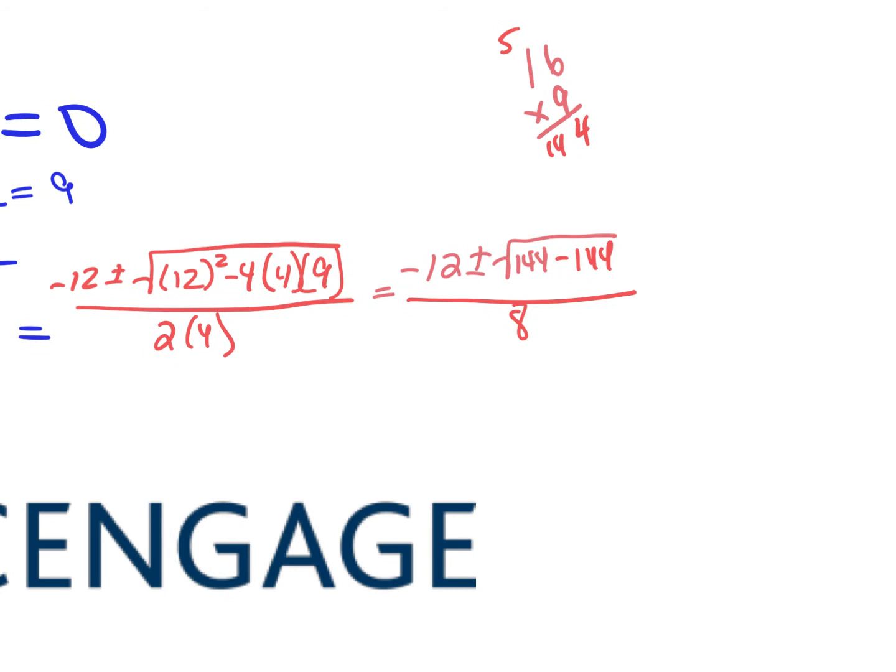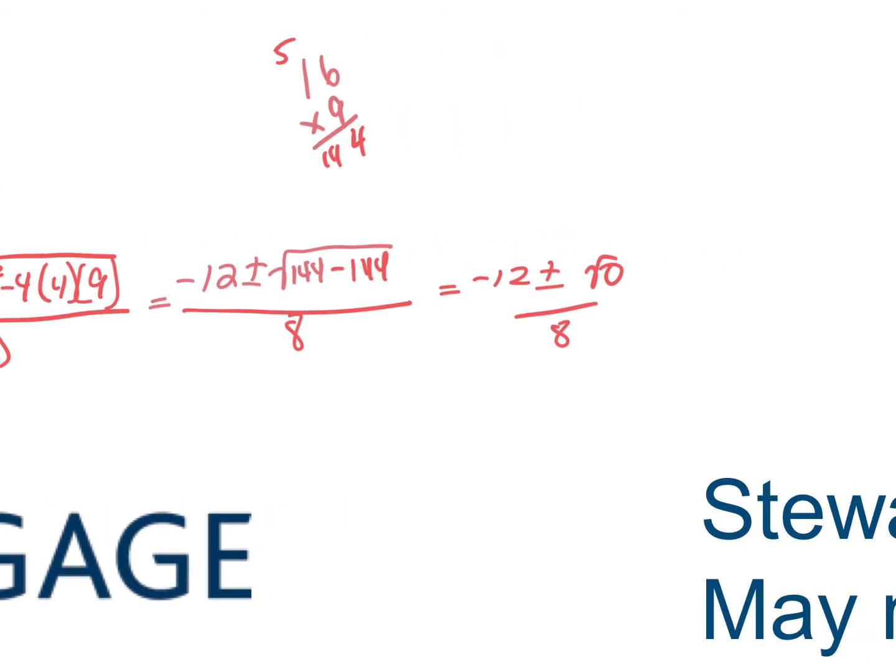Simplify a little more. Negative 12 plus or minus. What is 144 minus 144? 0. All right. Over 8. Guys, what's the square root of 0? 0. So this just ends up being negative 12 over 8. You don't have to do the plus or minus, because plus or minus 0 doesn't do anything. Oh, it's for the square root? Mm-hmm. Okay. So what's negative 12 over 8? What can I simplify that to? Divide by 4, and I get negative 3 over 2.